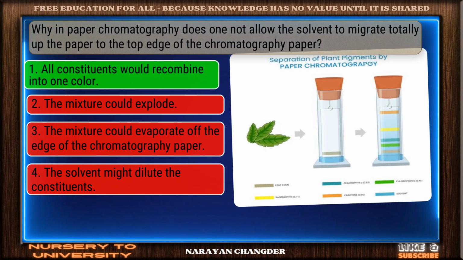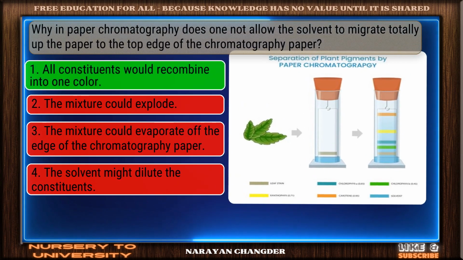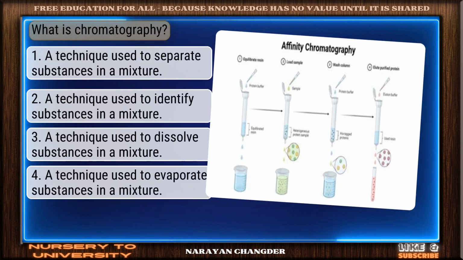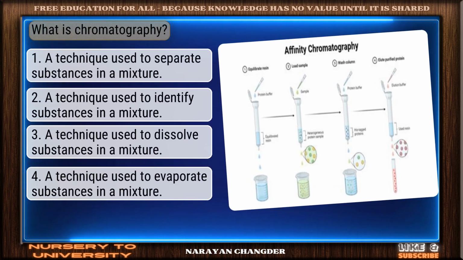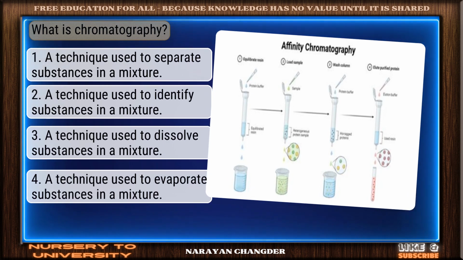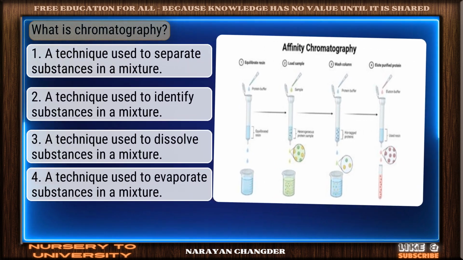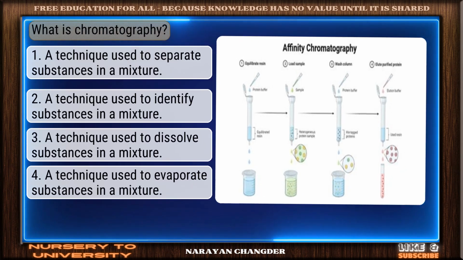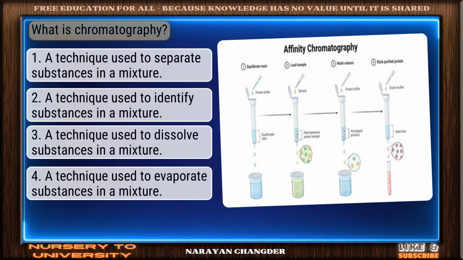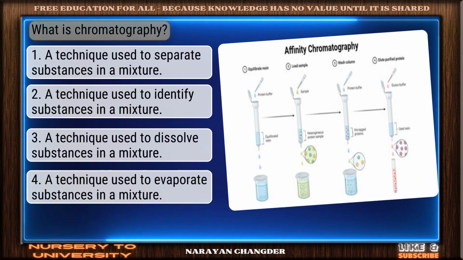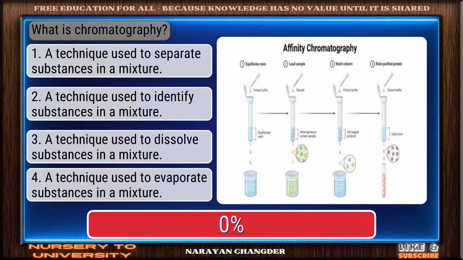You're on fire. All constituents would recombine into one color. What is chromatography? Option 1, a technique used to separate substances in a mixture. Option 2, a technique used to identify substances in a mixture. Option 3, a technique used to dissolve substances in a mixture. Option 4, a technique used to evaporate substances in a mixture.